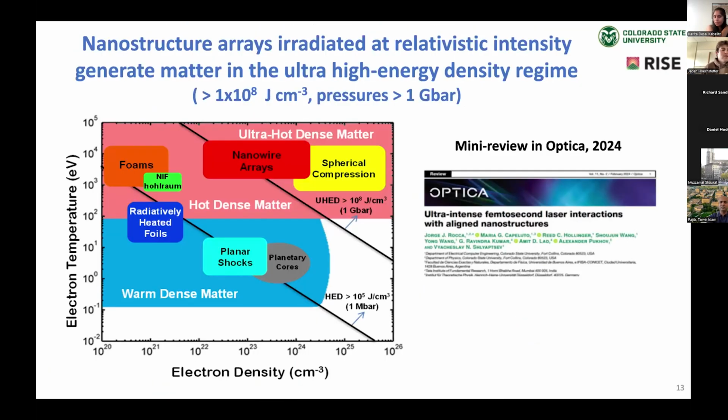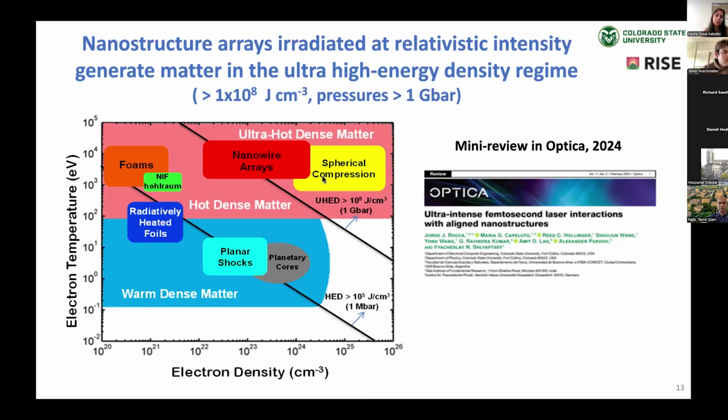This puts our plasmas in a very unique matter regime. This figure right here shows the plasma parameter space with electron temperature on the vertical axis and the electron density on the horizontal axis. The bottom line right here represents the lower boundary of the high energy density regime, defined by pressure of greater than 1 megabar and energy densities of greater than 10 to the 5 joules per centimeter cubed. And this regime is known as the high energy density regime.